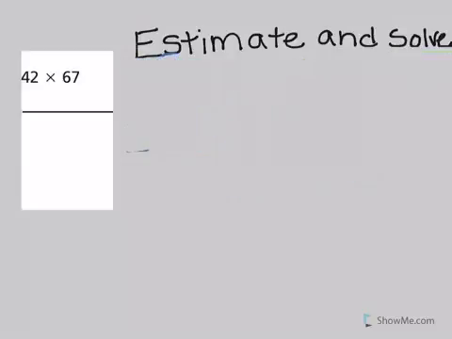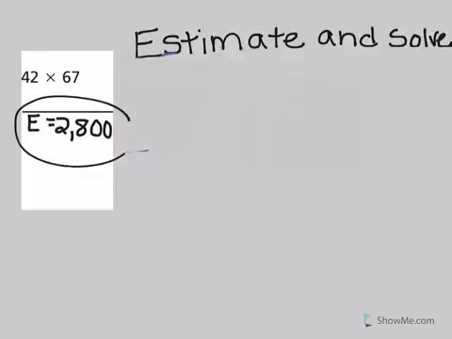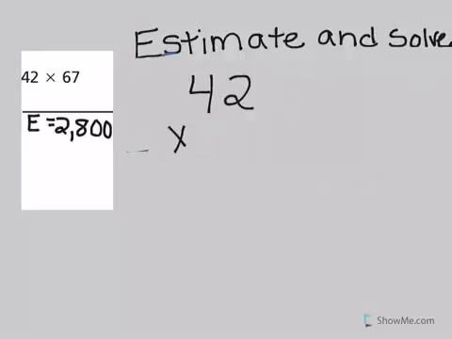Now that I am done with my estimate, I am going to solve. Just a reminder, my estimate was 2,800. So I know my actual answer should be close to 2,800. So I have 42 times 67. I'm going to use the shortcut method.